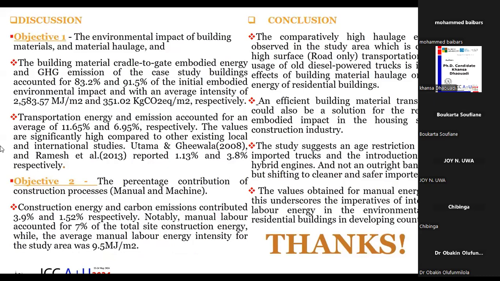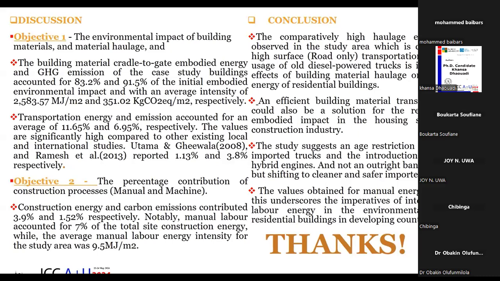The discussion will be in accordance with the objectives that have already been mentioned. Objective one, the environmental impact of the building materials and material haulage. The building materials' cradle to gate embodied energy and carbon emission of the case study buildings accounted for 83.2% and 91.5% of the initial embodied environmental impact, with an average energy intensity of 2,583.57 megajoules per square meter and 351.02 kilograms of carbon dioxide emission per square meter, respectively.